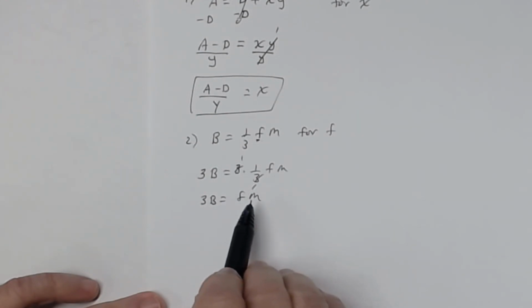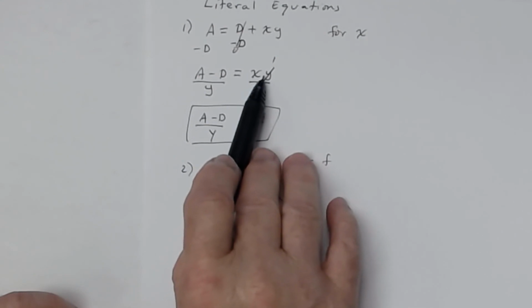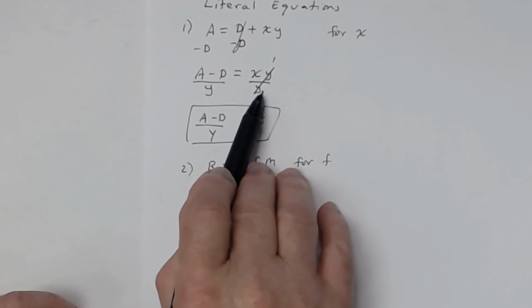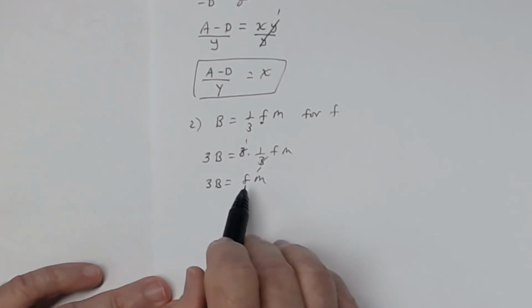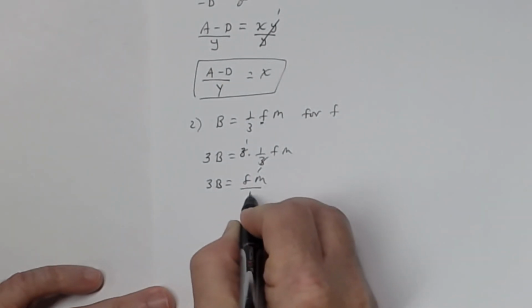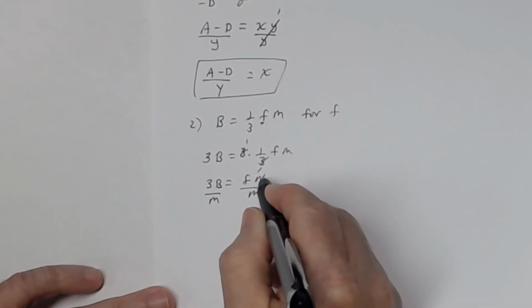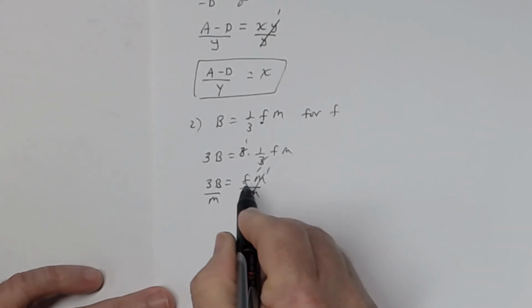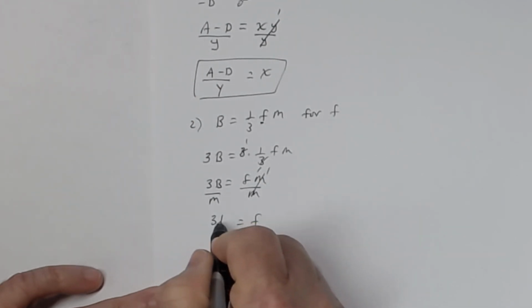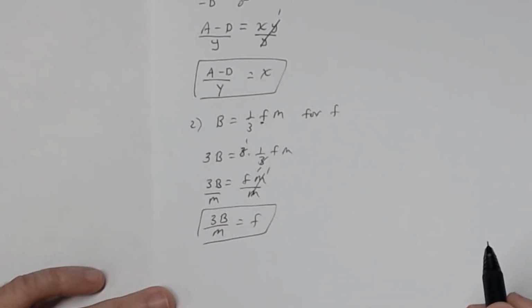So I have F times M, and now we know from the previous problem, where I had X times Y, to get X by itself, since I'm multiplying by Y, I'm going to divide both sides by Y. Same thing here. To get F by itself, since I'm multiplying by M, I'm going to divide both sides by M. And then simplifying, the M's divide out. M divided by M is 1. F times 1 is F. And I get F equals 3b divided by M. And you solve for F. And that's it. So that's number 2.